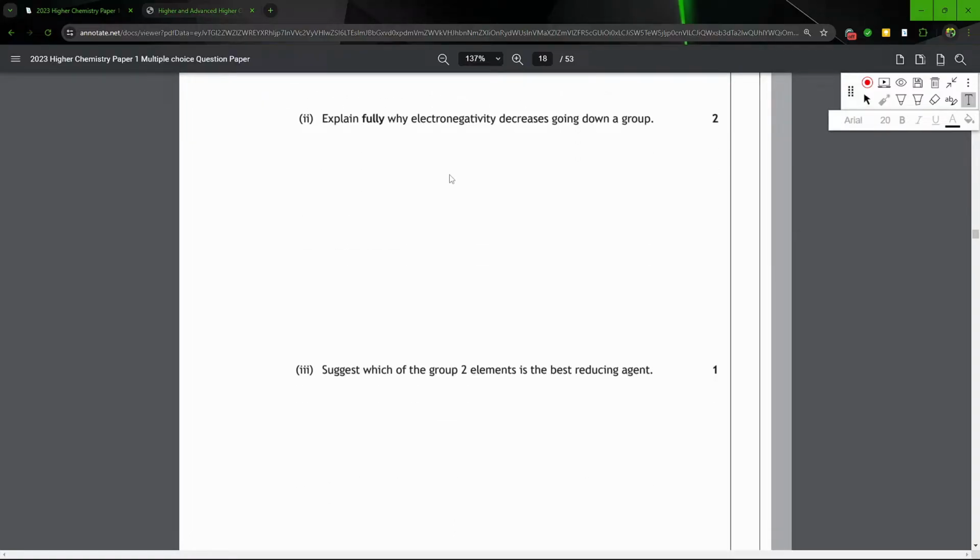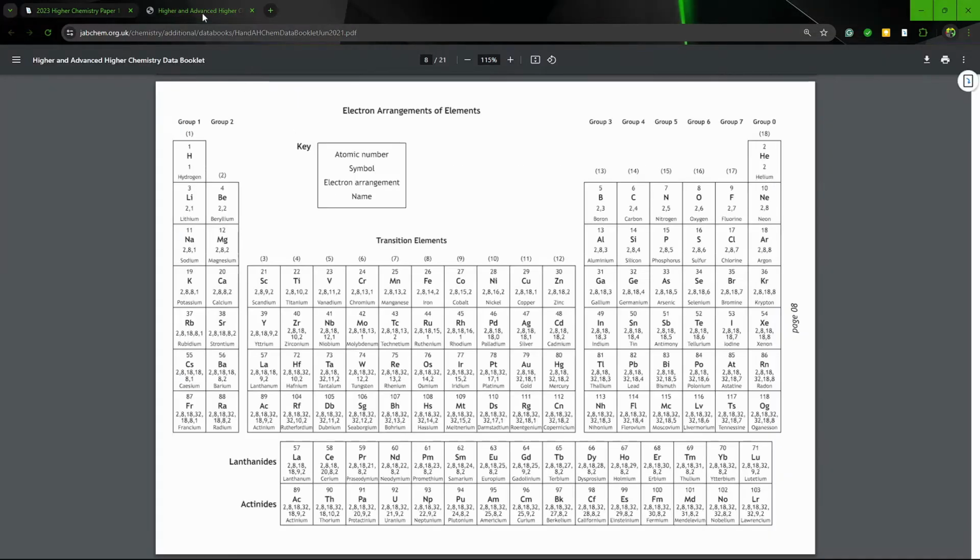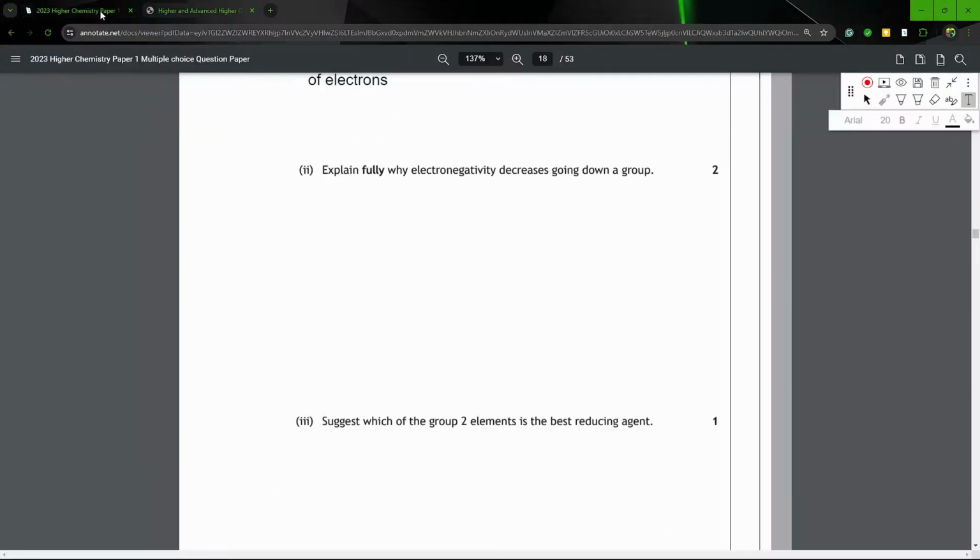Explain fully why electronegativity decreases going down a group. So going down a group, why does it do that? Well, because we've got extra shells coming in, which are shielding the outer electrons from the force of the nucleus, which means the nucleus isn't attracting free floating bonding electrons as easily because they're further and further away. So it goes down. That's exactly what we're going to say.